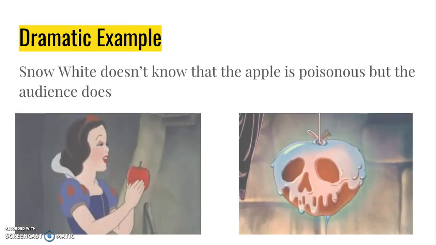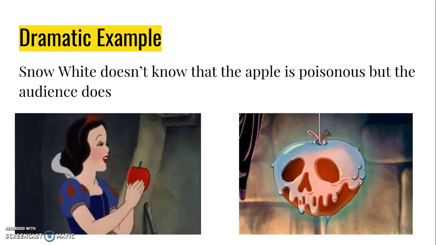Looking at this example, Snow White does not know that the apple is poisonous, but the audience does. The audience got this sneak peek and saw that the queen poisoned this apple, but Snow White, our main character, does not know that it is poisonous. So the reader or the audience wants to keep watching to see what's going to happen next.